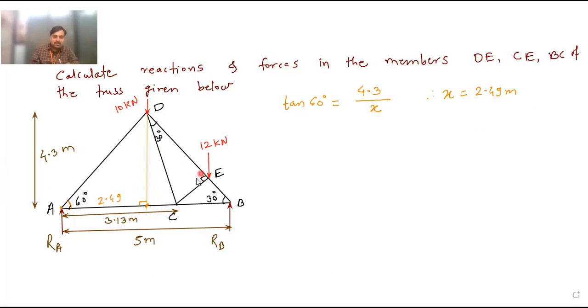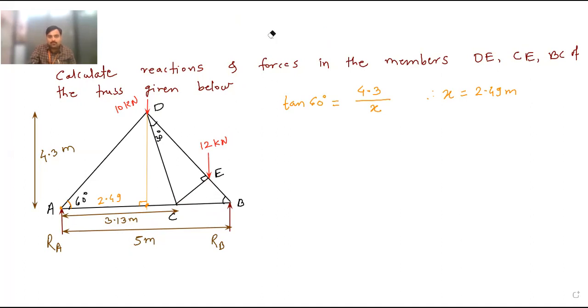Now the next part is this 12 kilonewton force. We need to calculate the distance of this 12 kilonewton force from point A. But from A to C, the distance is already known to you. So from C onward, we need to calculate the distance of this force. So if you draw the perpendicular from this point, then you will be able to calculate the distance. Okay. Now you tell me what that distance is. See, 1.87.